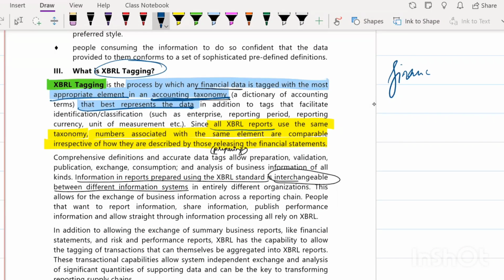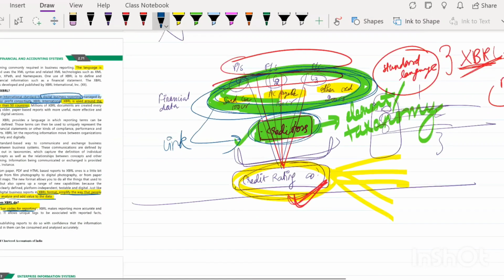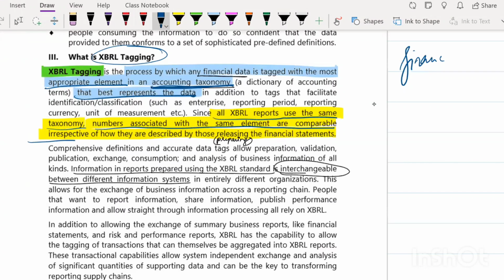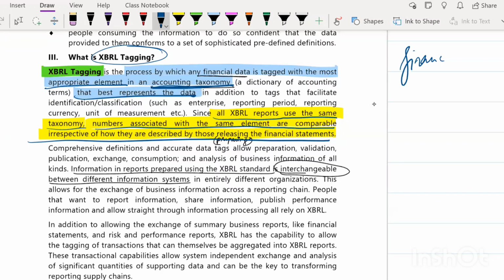Okay, so here they are telling that all XBRL reports use the same taxonomy only. The numbers associated with the same elements are comparable. So here now what will happen is, even though these were all similar numbers, they weren't comparable due to their names. Now since it has all come under creditors, numbers under different financial data are now comparable. Correct. They are comparable irrespective of how they are described by the releasing financial statement. That is, it doesn't matter how the financial statements were made or named. Right, now it has been changed to a taxonomy, right? So now it doesn't matter what the name was during the preparation time. Now it has been changed, and now we can easily compare, classify and interpret the data.